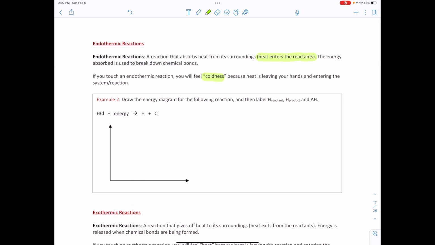So if you take a look at example 2 here, it says draw the energy diagram for the following reaction, then label H reactant, H product, and the change, or delta H.